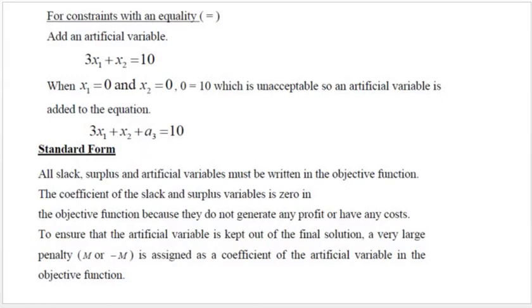So in standard form, all slack, surplus and artificial variables must be written in the objective function. The coefficients of the slack and surplus variables are equal to 0 in the objective function because they do not generate any profit or have any cost. To ensure that the artificial variable is kept out of the final solution, a very large penalty M or minus M is assigned as a coefficient of the artificial variable in the objective function.